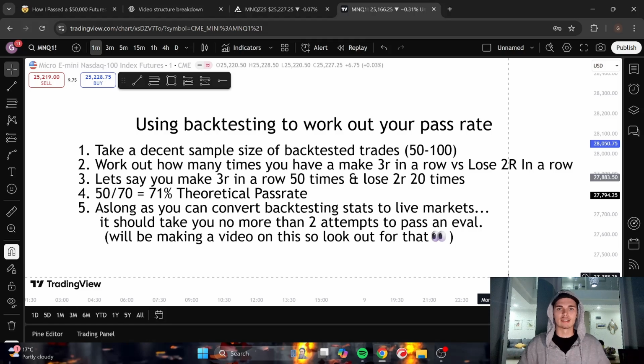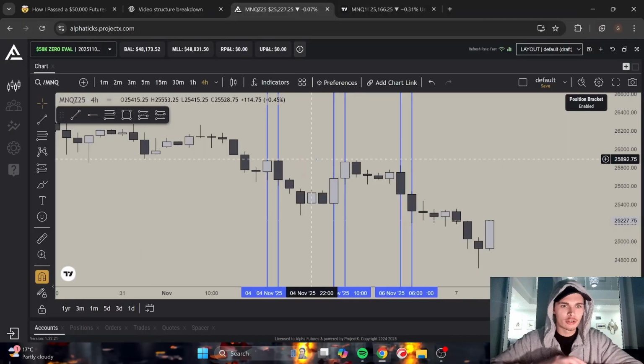So this is a super important thing to do because, one, it's just backtesting. You're going to get the practice in to make sure you're getting better at the actual model. But it's also such a big confidence booster, knowing that clearly I know how to trade. So if I can't do it in under 2 attempts, then it's likely just me holding myself back. I'm going to make a video on how to convert your backtesting stats to the live markets, because it all is just psychological. But yes, I think backtesting to work out your pass rate is a super useful thing that you should all be doing.